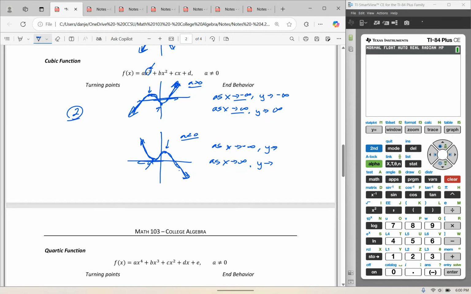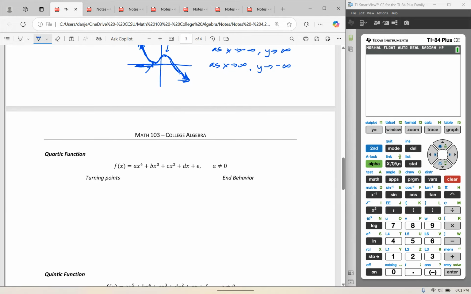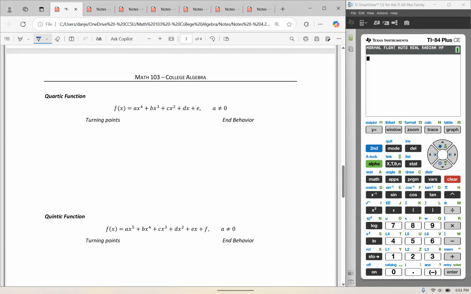If we look to the left, notice that as we look to the left, y approaches negative infinity. Looking to the right, the y value goes up and up, so that'd be a positive infinity. And then negative infinity as we look to the right. What you should notice is that in the odd degree polynomials, the end behavior is in opposite directions. Okay, so let's look at a quartic real quick.